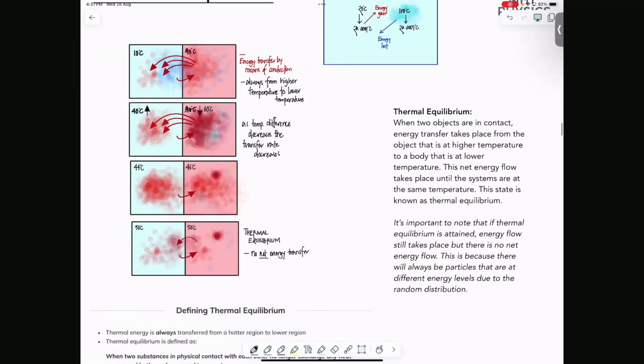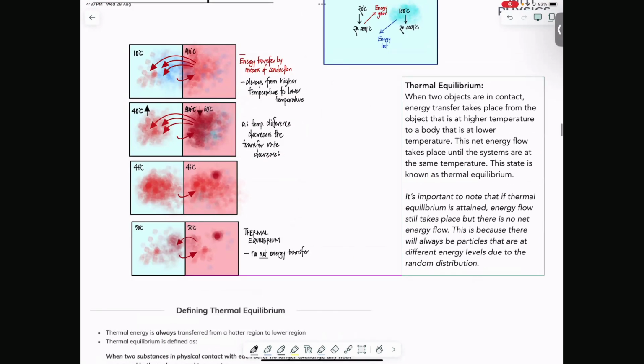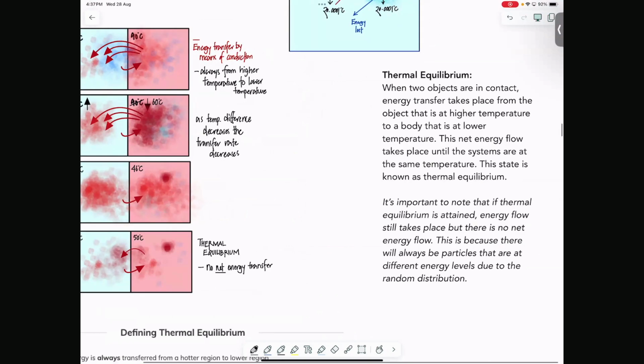Right, so that's it. It's written on the right, so if you want, you can copy that. When two objects are in contact, energy transfer takes place from an object with higher temperature to a body with lower temperature. The net energy flow takes place until the systems are at the same temperature. This is known as thermal equilibrium. Okay, and it is important to note that when thermal equilibrium is attained, the energy flow still takes place, but there is no net energy flow.